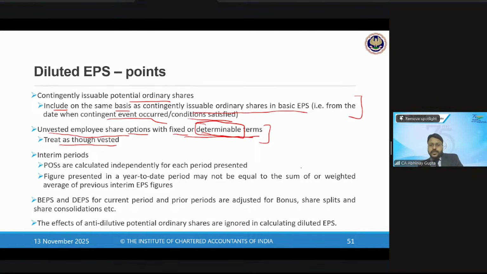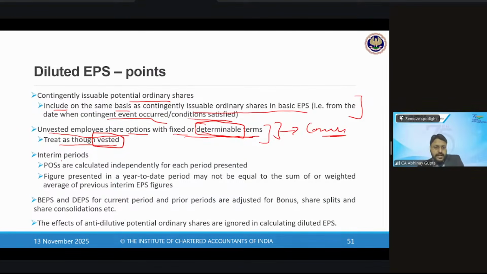And if it is only left to the completion of the desired service period by the employees, for example 2 years, 3 years, which is anyway the passage of time, but no event is waiting to occur, then those shares are considered as vested for the purpose of calculation of diluted earning per share, right? We will do a numerical on this.